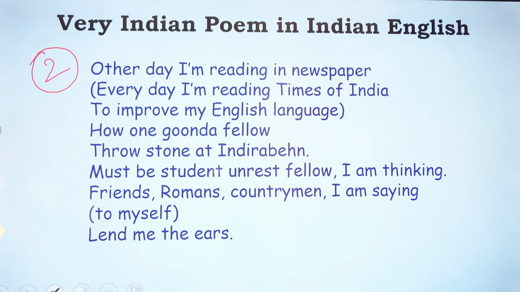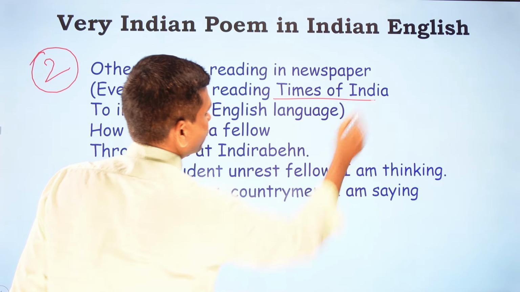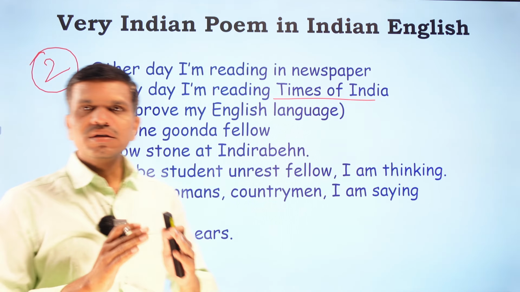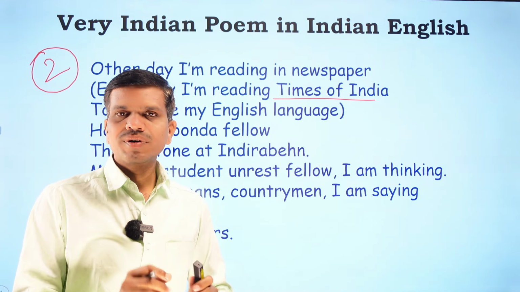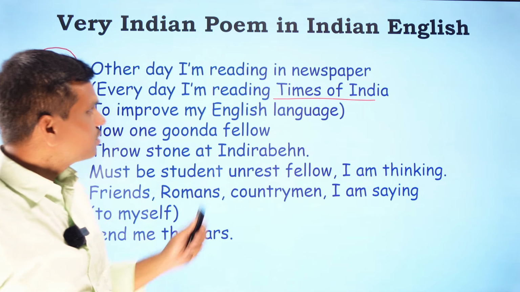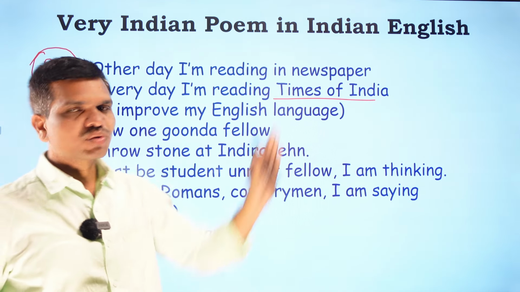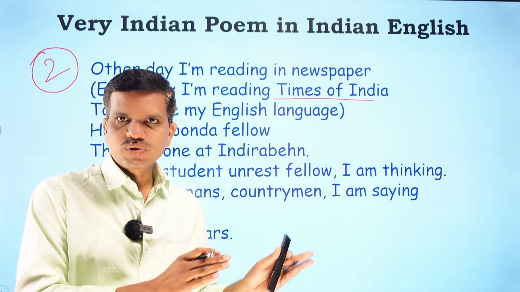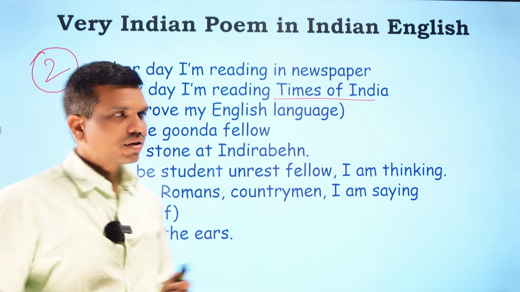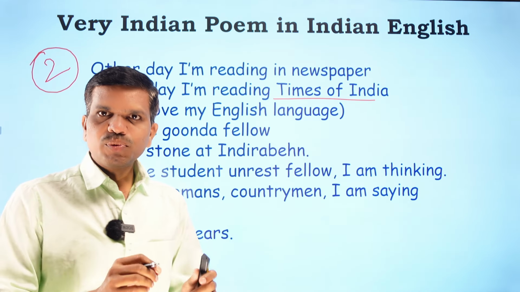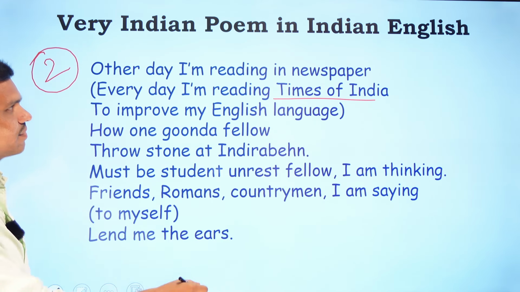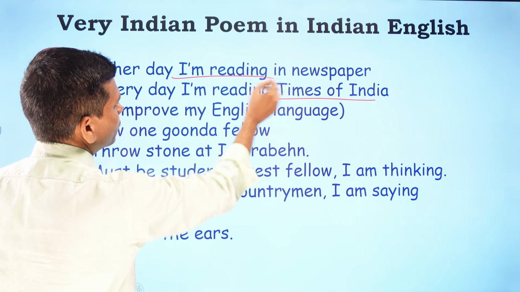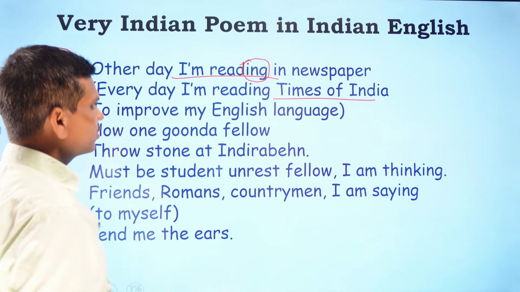Now in the second stanza he starts with other day I am reading newspaper, and he is reading Times of India. Generally, these are the mundane experiences of the poet, and he has incorporated those experiences in his poem. What is his experience? That he reads Times of India every day, or a common Indian reads Times of India to improve his English. And Times of India is one of the important newspapers in India, where you find different types of news. And he says I am reading newspaper. Again, this continuous tense is used.